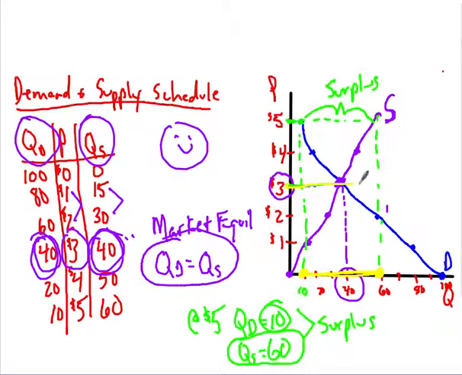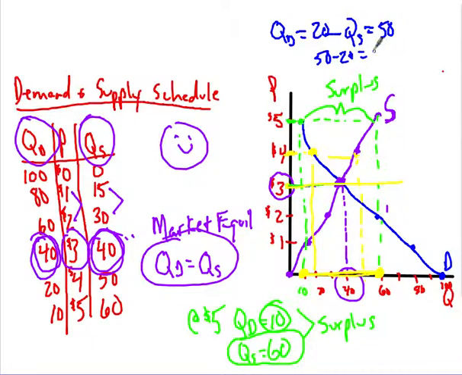Again, anywhere above this price, so at $4, what would be the surplus? Well, we know that the quantity demanded here at $4 is 20, so we bring that down to 20. And the quantity supplied is 50, I believe. The quantity demanded equals 20. The quantity supplied equals 50. And so we know that the surplus would be the difference between these two. So 50 minus 20, the surplus here would be 30.